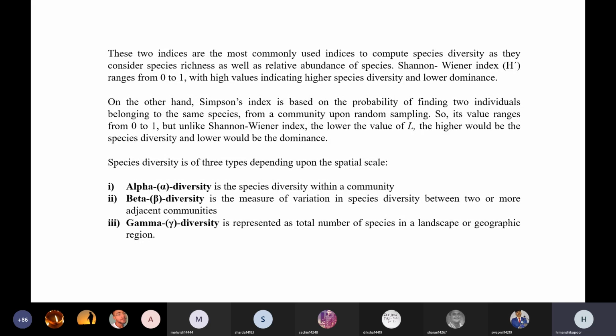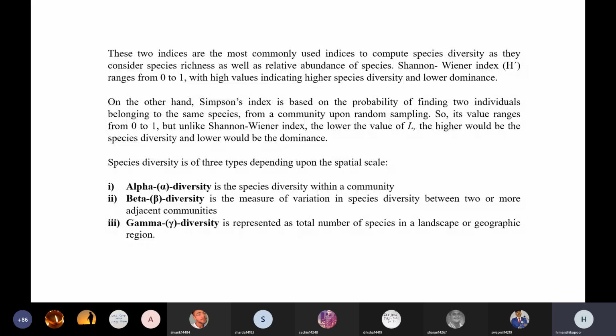Since they are indexes, they have ranges, ranging from 0 to 1. In the Shannon-Wiener index, the higher the value of the index, the higher the species diversity, whereas when the value of the index is low, there will be low species diversity. So the value of the index is directly proportional to the diversity of the species.